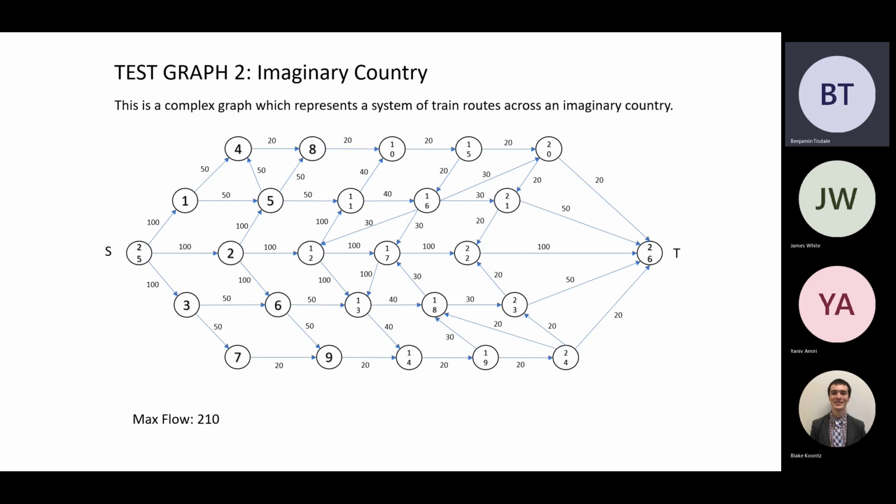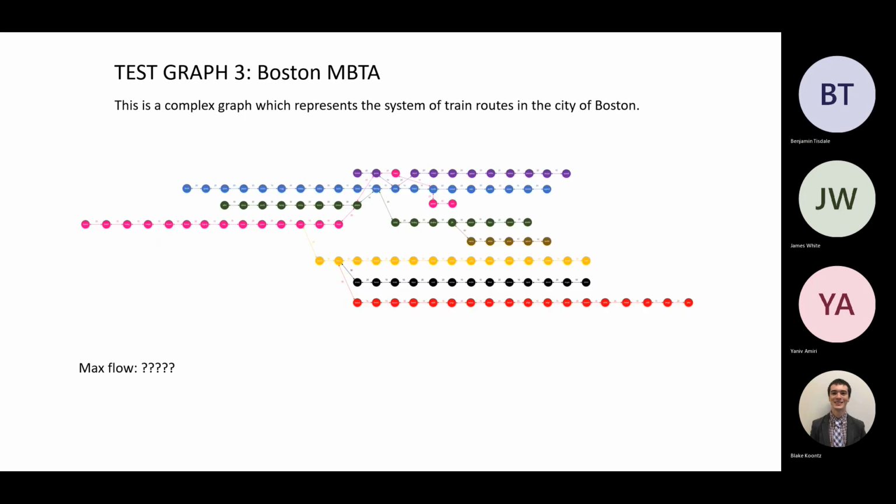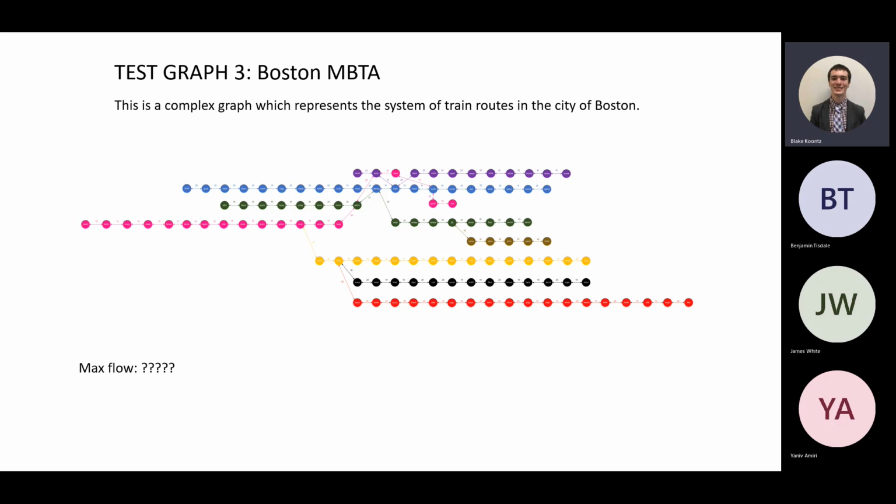applied this to the Boston MBTA. Thank you, Lucian. So the graph might be just a bit hard to see as it was created in Visio and is now on our PowerPoint slides. So please bear with me.